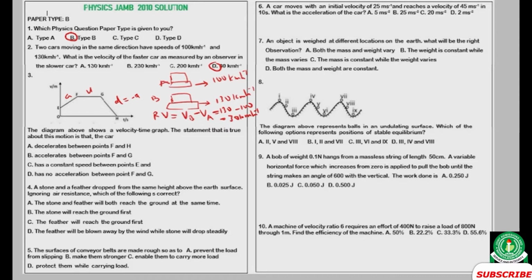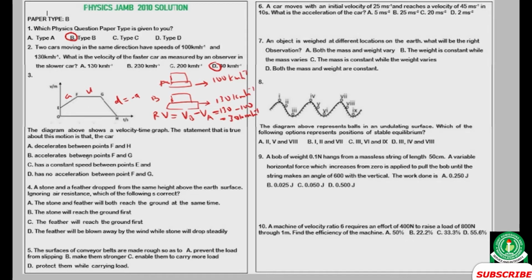Retardation. So it can be called deceleration. Now this is the level of the diagram, and we are told that the statement that is true about this motion is that there is deceleration between F and H. F and H, where is F and H? There's no deceleration between F and H. There's no connection to them.